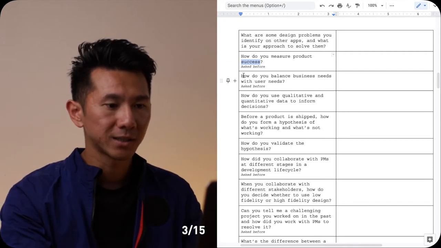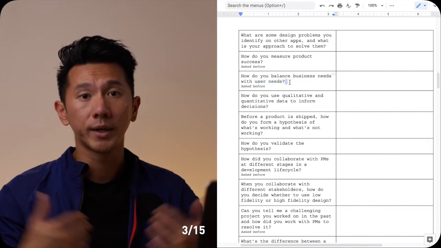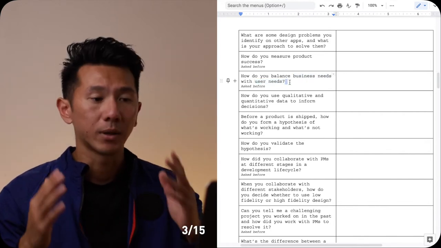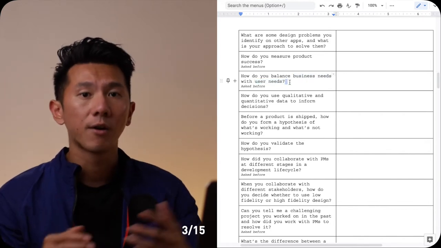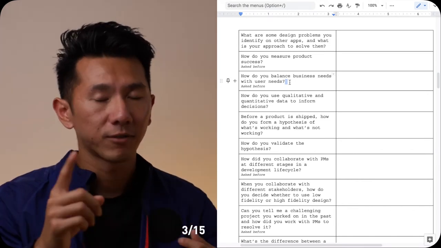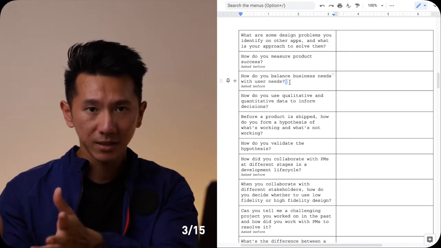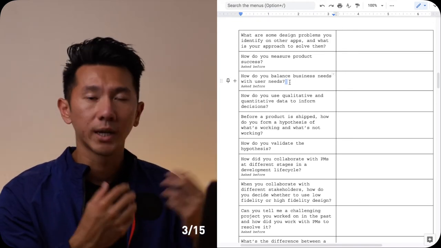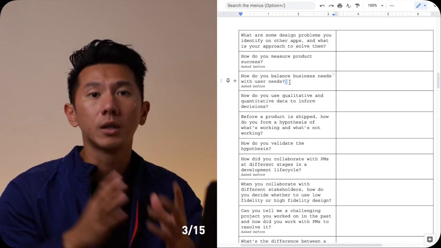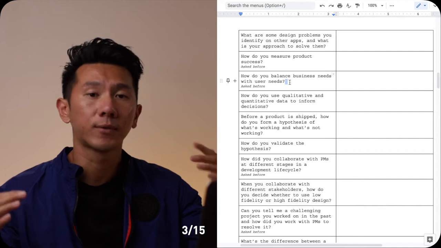Next, how do you balance business needs with user needs? So in the designer world, we are advocating for the users. But in the PM world, they're advocating for the business, for the metrics, for the money. So how do we fight that? Fight is a bad word to use. How do we balance that? Business need versus user's need. We help solve the user's problem, and we should help the business. If the scale is tipped too heavily on one side, then we have to balance it.